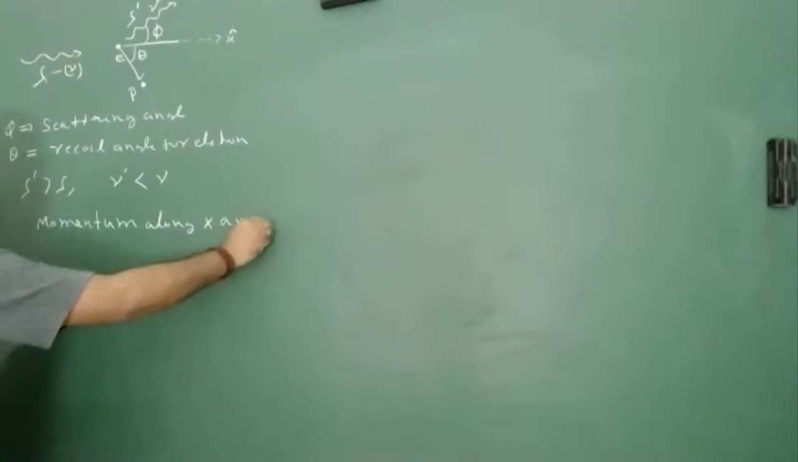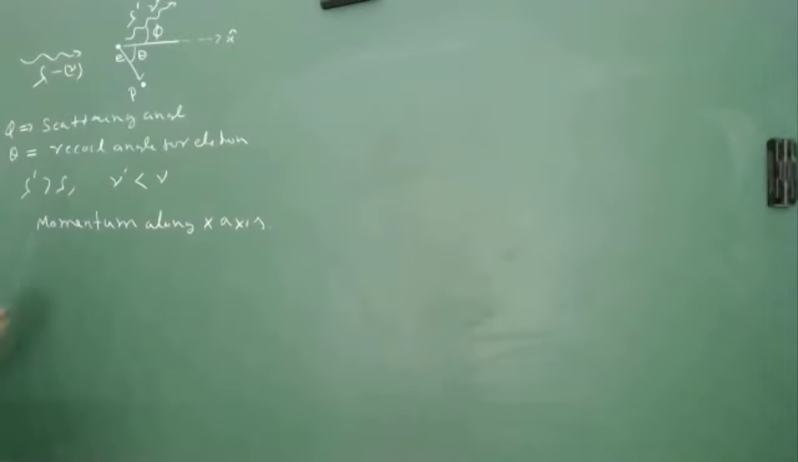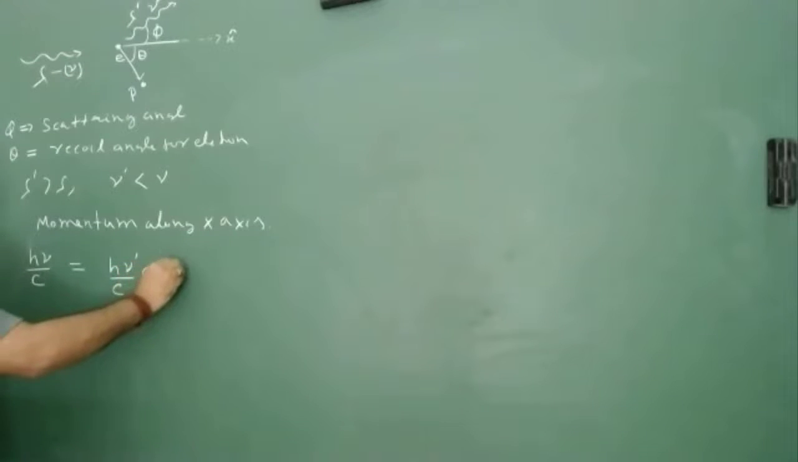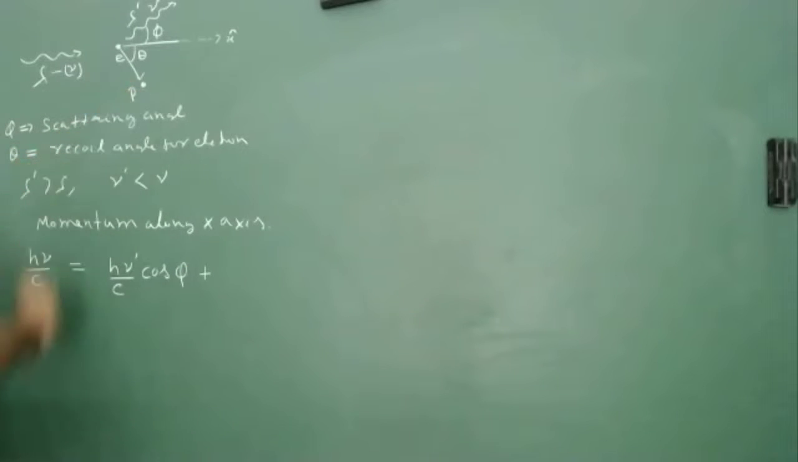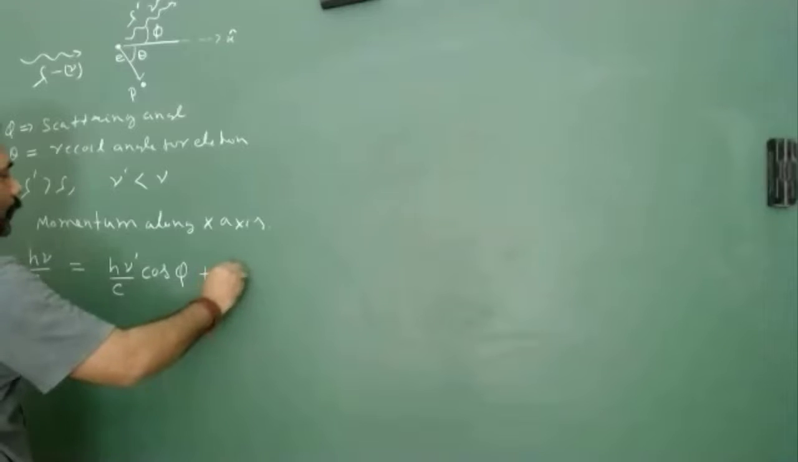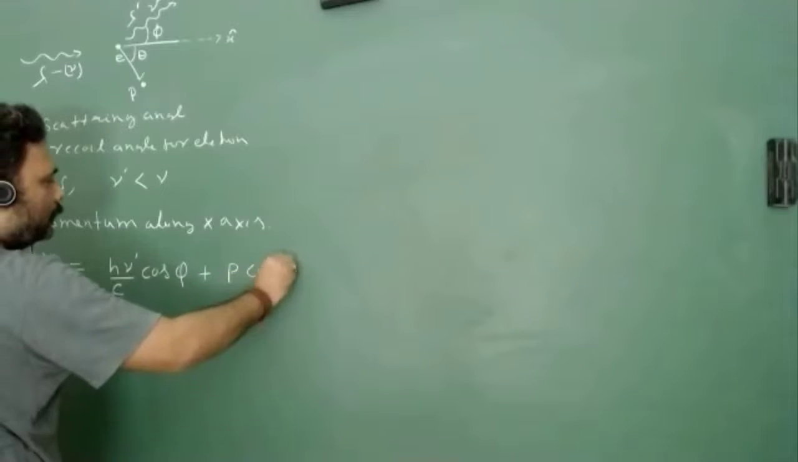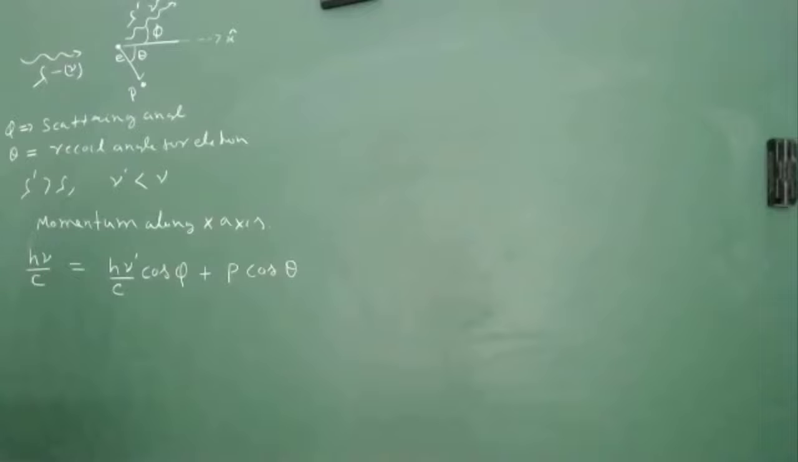X-axis. So this is momentum along the x-axis, conservation of momentum. So this will be h nu upon c. I am taking this x-axis, must be equal to h nu dash upon c cos phi plus what will be the momentum? This momentum is p. So this will be p cos theta. So this is momentum along the x-axis.